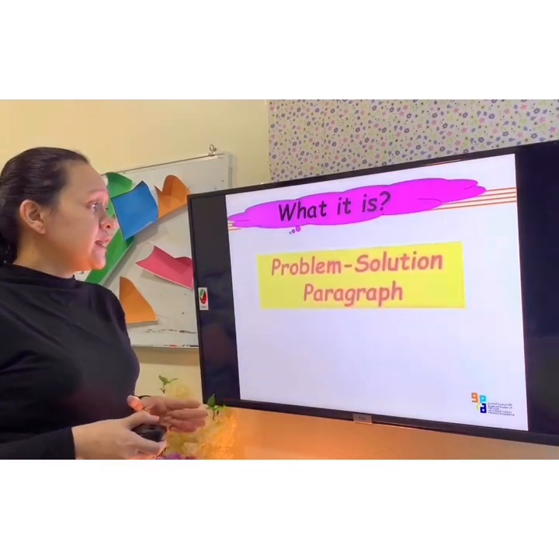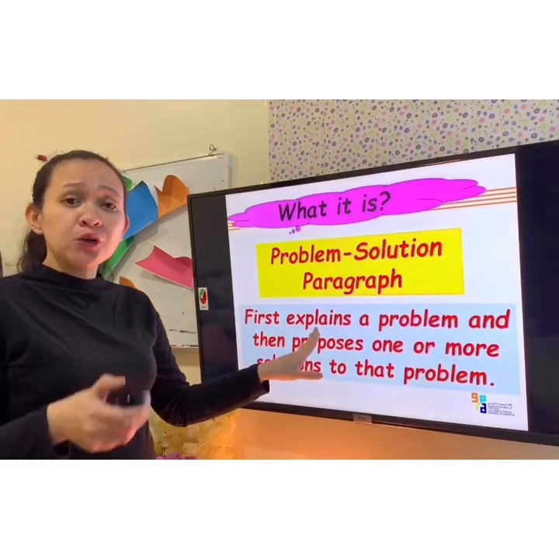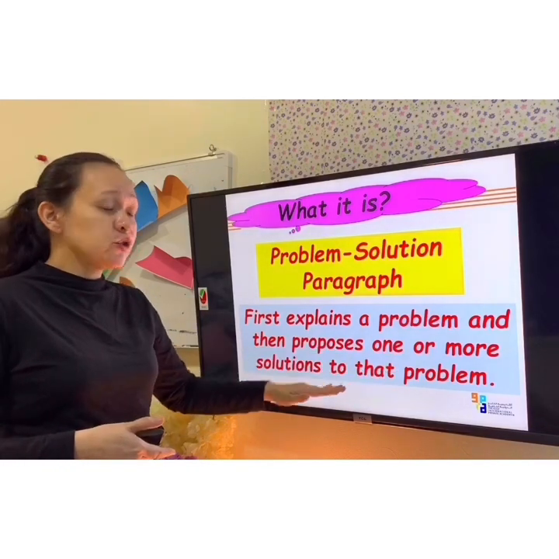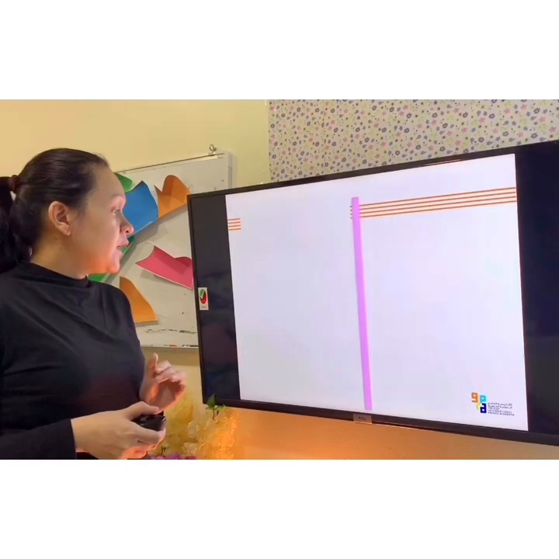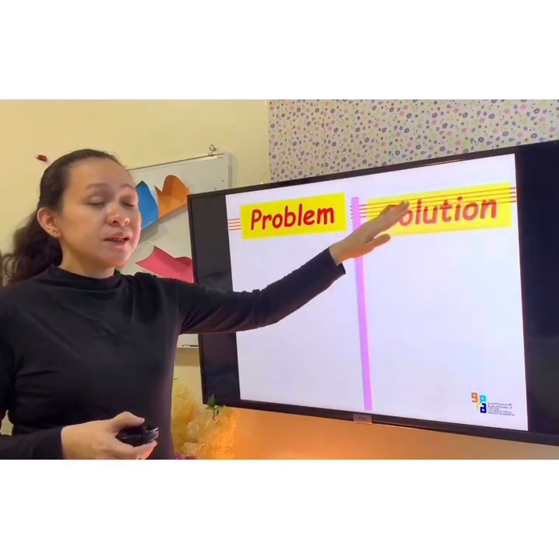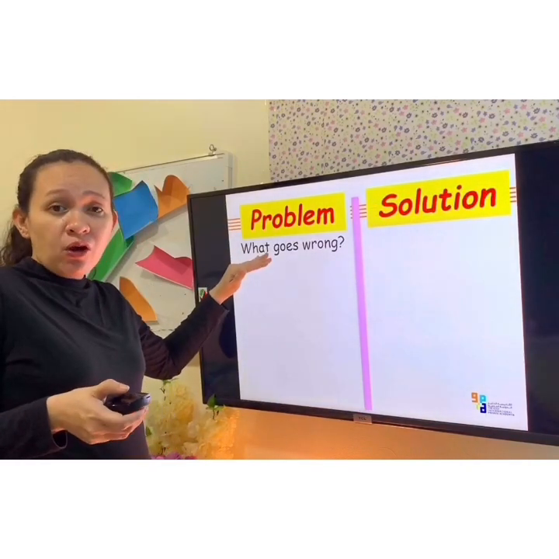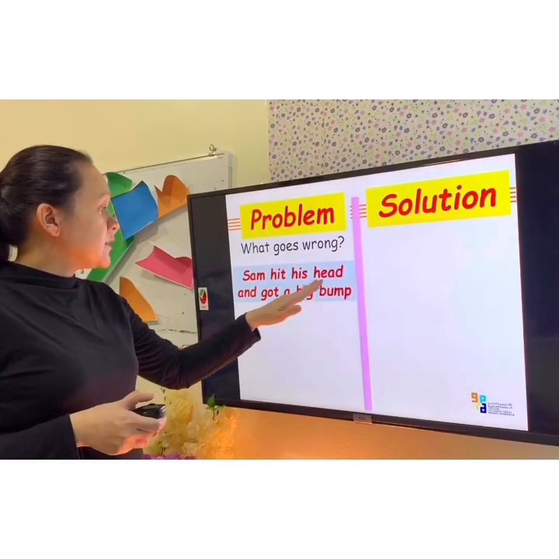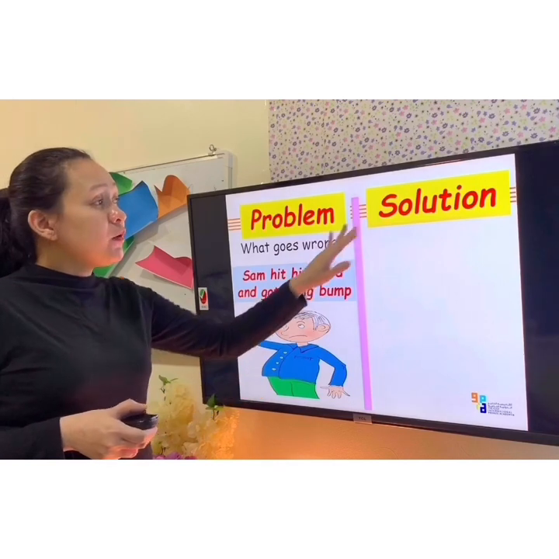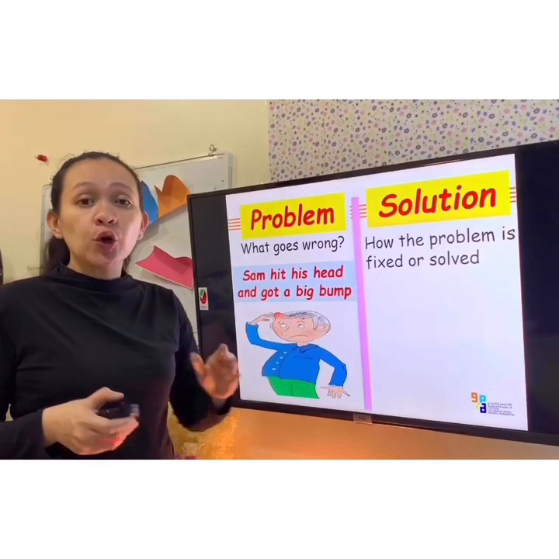Now, what is really a problem solution paragraph? First, it explains a problem, and afterwards, it proposes one or more solutions to that problem. I have here one example. This is our problem, and here is our solution. Remember, problem, what goes wrong? Sam hit his head and got a big bump. So this is our problem. Now how about the solution? Solution, how the problem is fixed or solved.